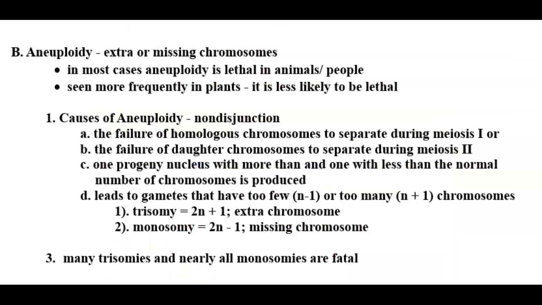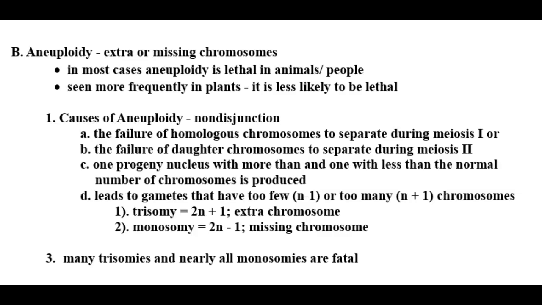So let's review aneuploidy. Extra or missing chromosomes, and in most cases it is going to be lethal. Again, we see it more frequently in plants, and it is less likely to be lethal in plants. And we did this in lab. I did a lab video on this. The causes of aneuploidy are non-disjunction: failure of homologous chromosomes to separate during meiosis 1, or a failure of daughter chromosomes to separate during meiosis 2.